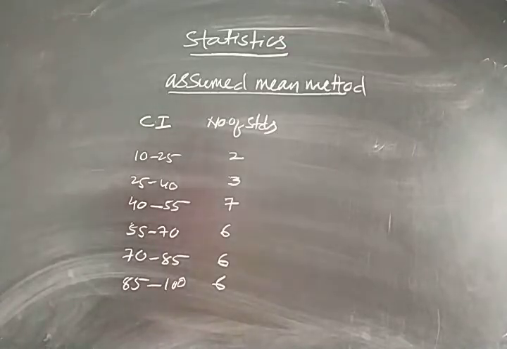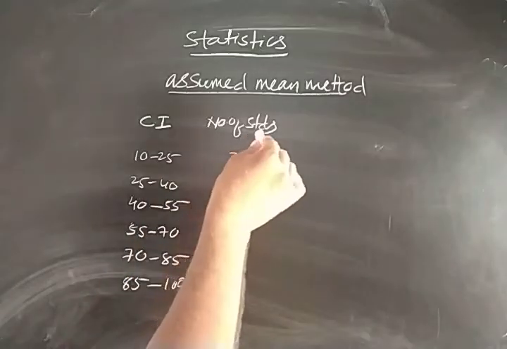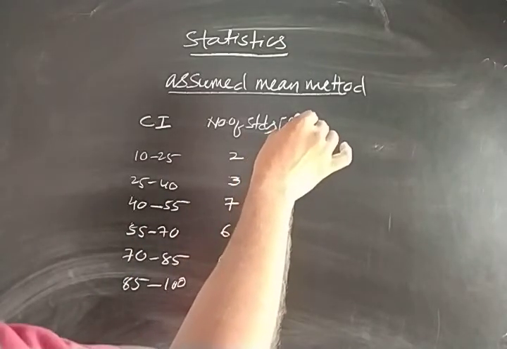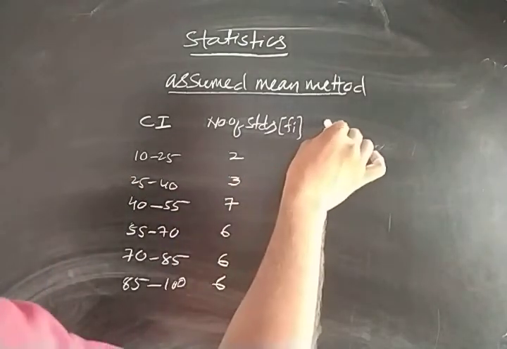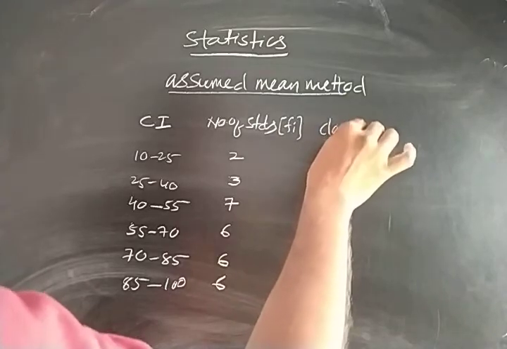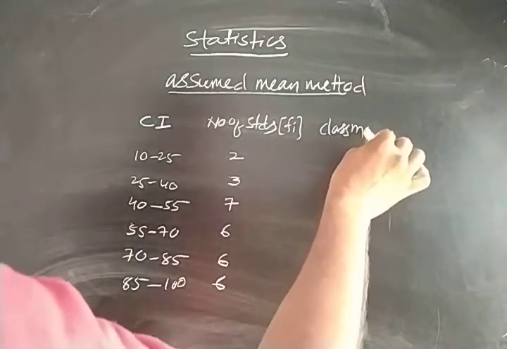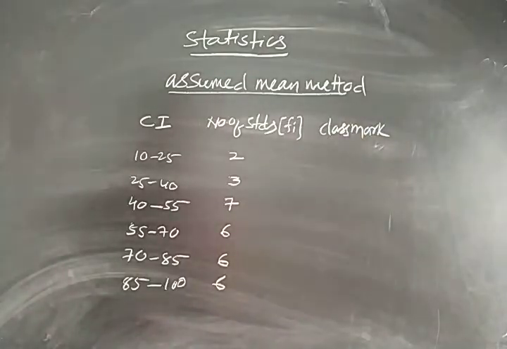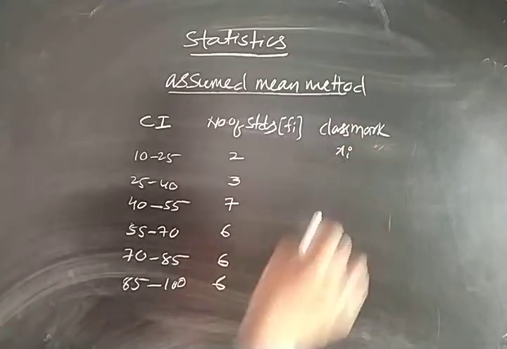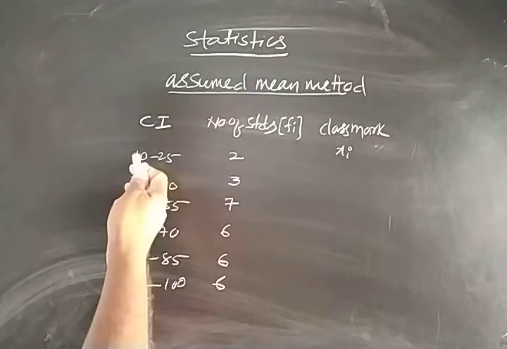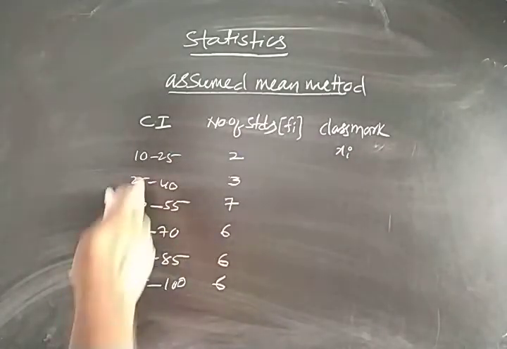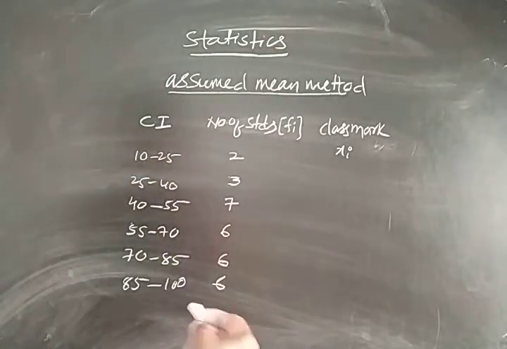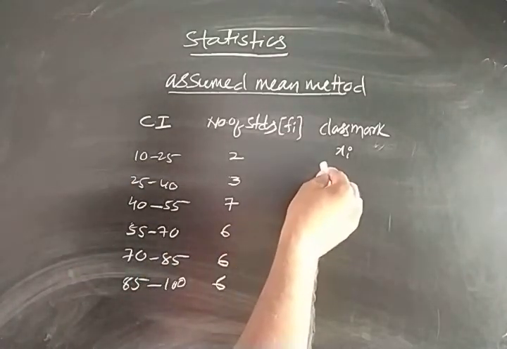Now we are going to solve this problem by the assumed mean method. We know that the number of students is denoted by the column Fi, the frequency column. If you have intervals, we need to find class marks, as in the direct method. Class marks are denoted by Xi. How to find the class mark? Lower limit plus upper limit by 2, the average of the class interval.